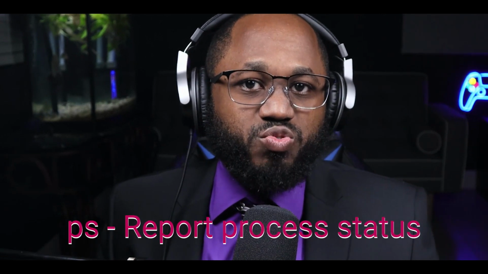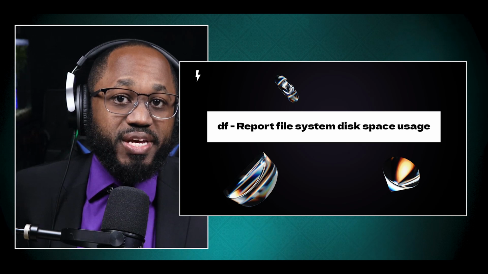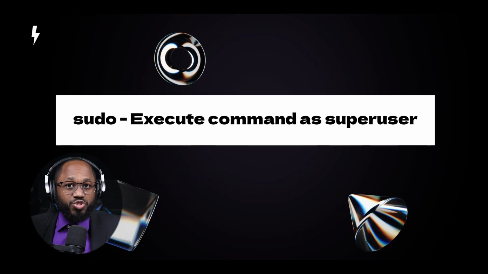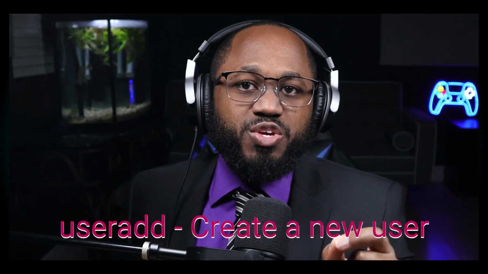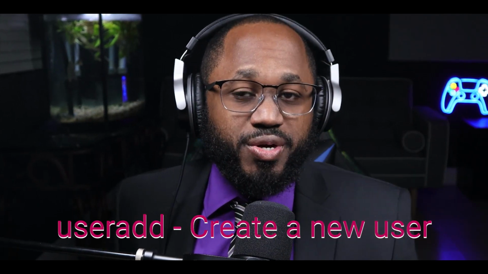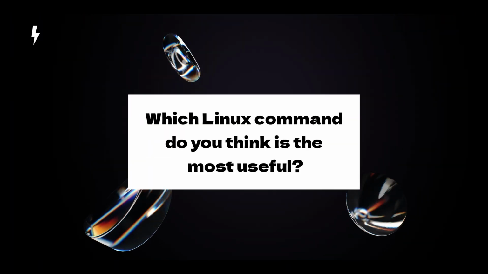You have ps, which reports process status and lists running processes. df reports file system disk space usage, which shows available and used disk space. You have du, which estimates file space usage and displays file and directory sizes. sudo executes commands as super user, running commands with administrative privileges. For user management, you have useradd, which creates a new user account. You have passwd, to change user password, which updates user passwords.